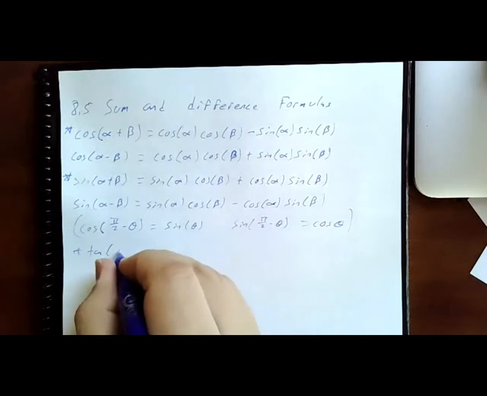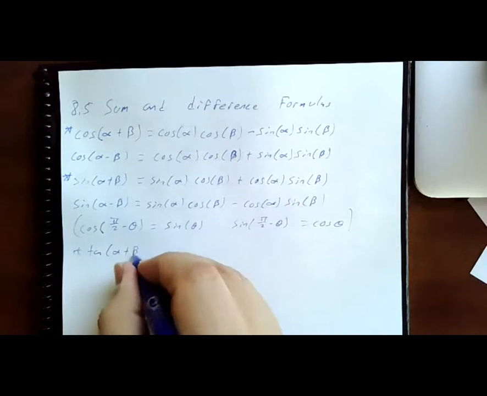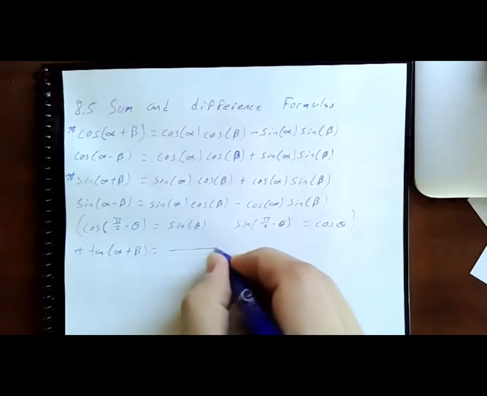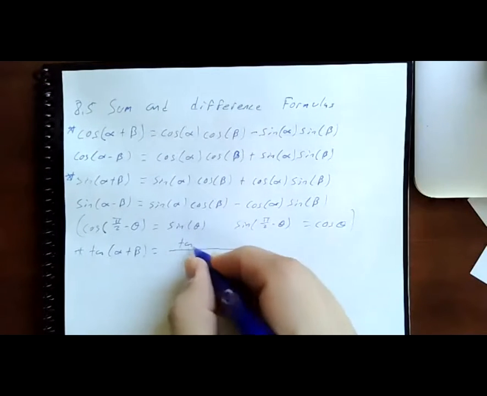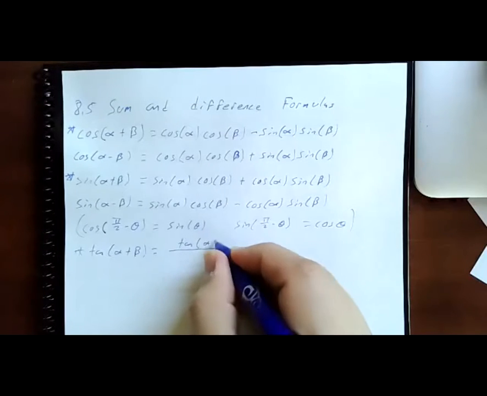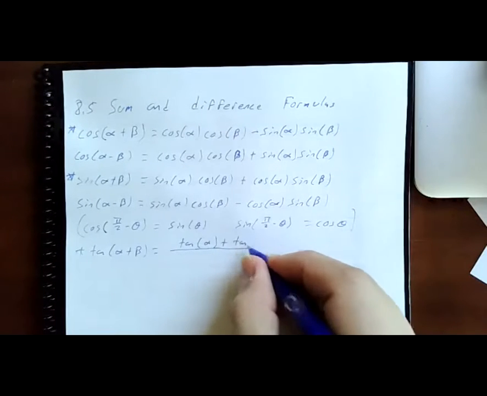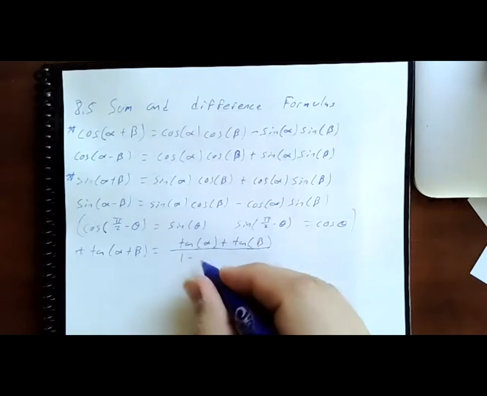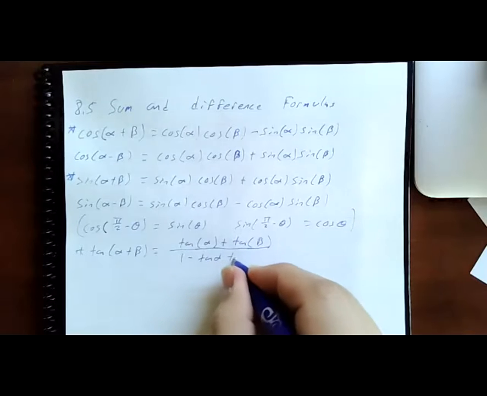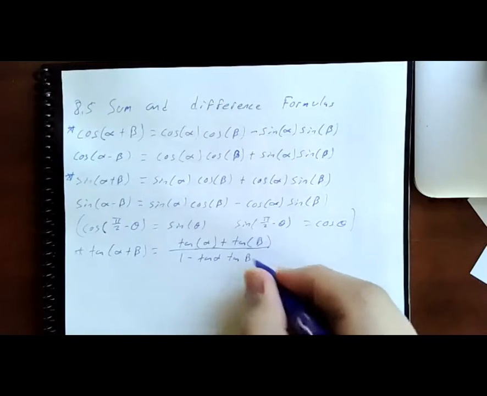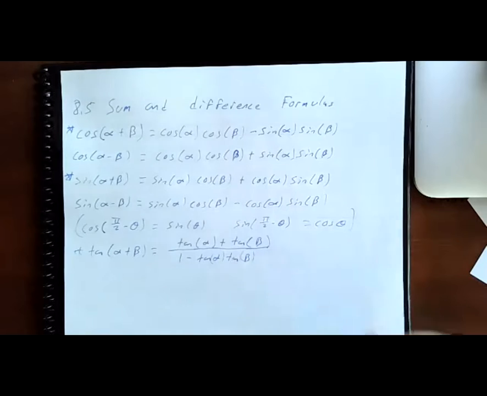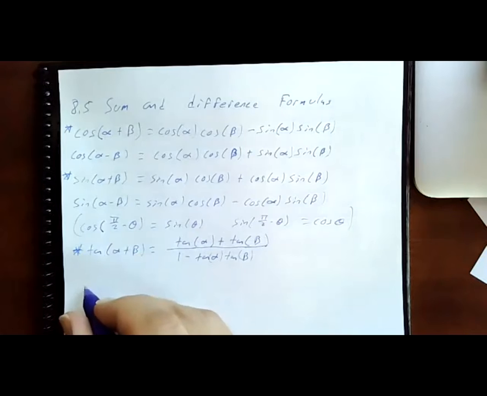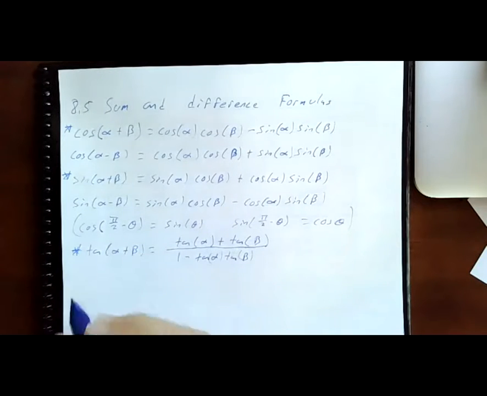Tangent of alpha plus beta is equal to tangent of alpha plus tangent of beta over 1 minus tangent alpha tangent beta. All right, the subtraction will be the same, just swap these signs here.